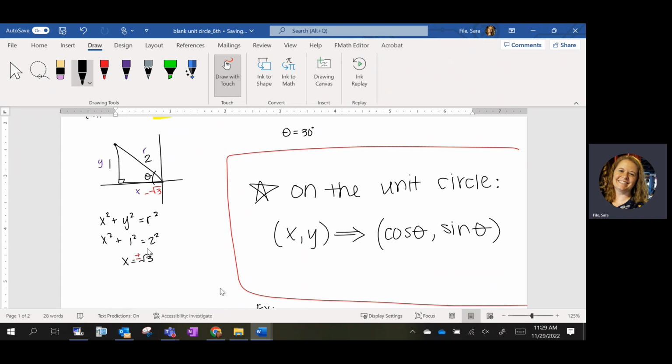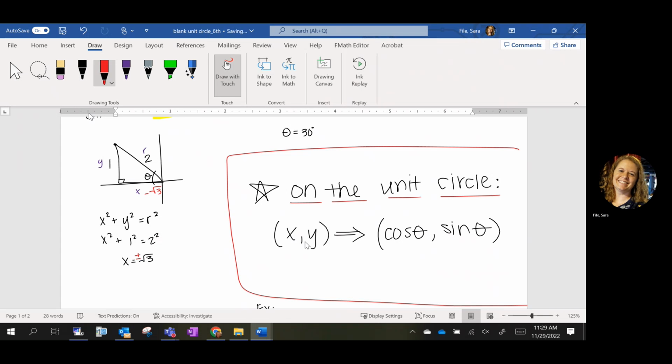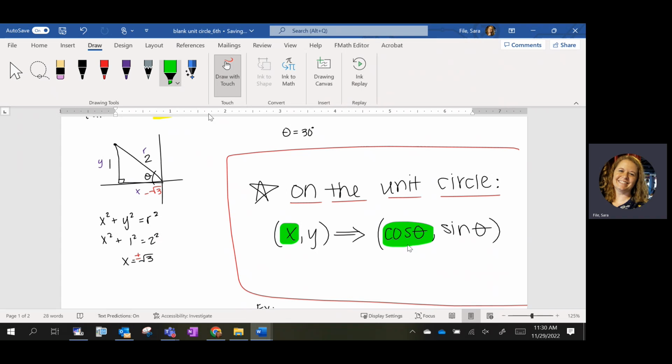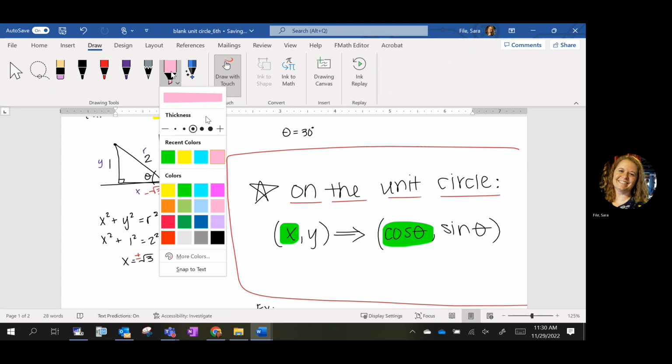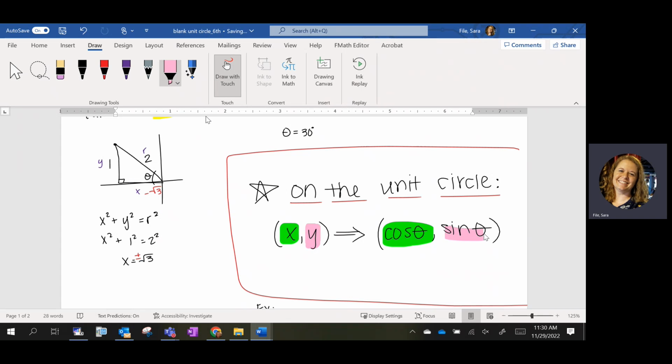So that's where this boxed in red portion comes in. You definitely need to write this if you didn't write the other. When you are on the unit circle, this is only when you're on the unit circle, those x and y coordinates of the points on the edge of the circle correspond to these trig values. X is the cosine value at that angle, whatever angle you're looking at. Y is the sine value of that angle that you're looking at.